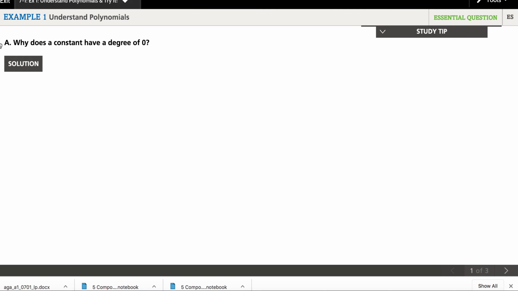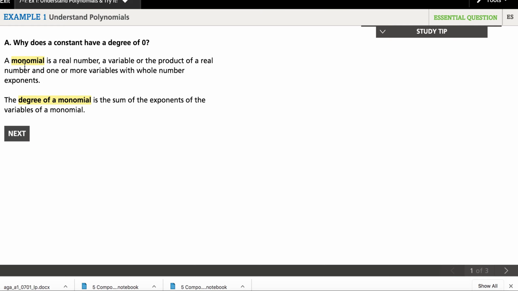This is Spanish week. Let me translate the problem in Spanish. Okay. Part A. Why does a constant have a degree of 0? Now, let's take a look at why a constant has a degree of 0. Going further, we know that a monomial is a real number, a variable, or the product of a real number and one or more variables with whole number exponents. The degree of a monomial is the sum of the exponents of the variables of a monomial.